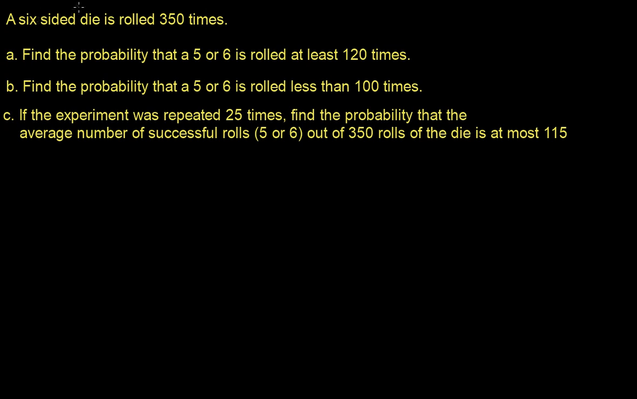So we have a six-sided die that's rolled 350 times. Okay, so it's rolled a ton of times. Find the probability that a 5 or a 6 is rolled at least 120 times.